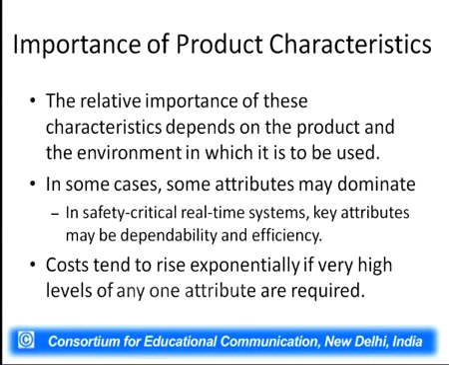For example, in a safety critical real time system, the key attributes may be dependability and efficiency. In other kinds of systems, the importance could be given to usability. For example, if you are working for a governmental setup, the most important criterion to be met is usability, so that the users can accept the software and are not driven away from the software because of complicated interfaces or because the software is too difficult to understand and learn. So, what kind of people are going to use the system and in what scenario it is to be used will determine which attributes are important.